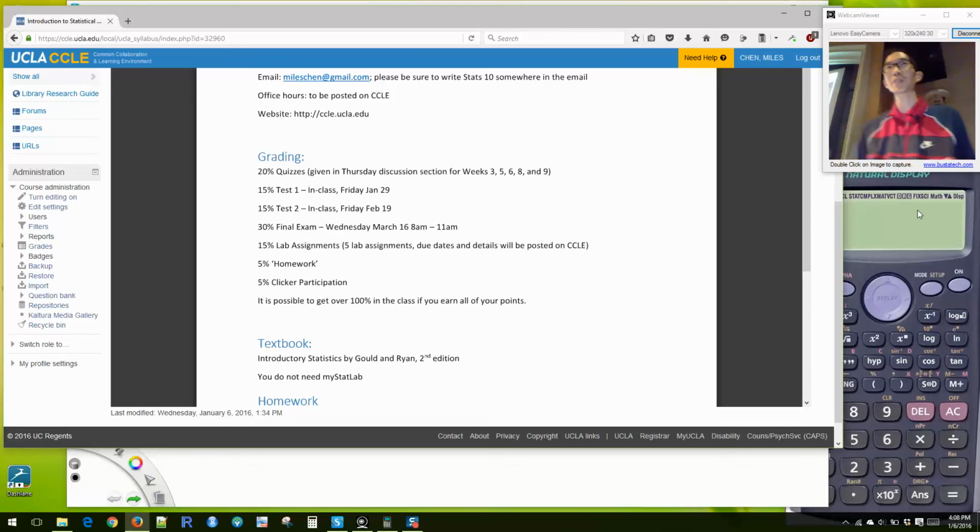Meaning you can get over 100%. So if you're not willing to buy the clicker, you'll miss out on your basically free 5 points, okay? So get the clicker and then come to class, push the buttons. You'll get more points if you answer them correctly, right?